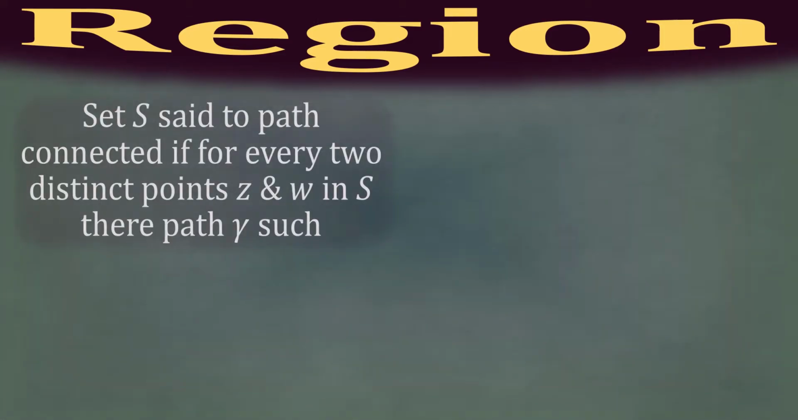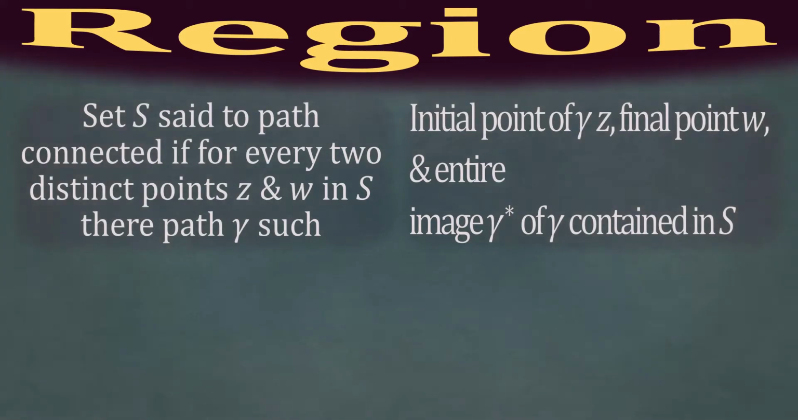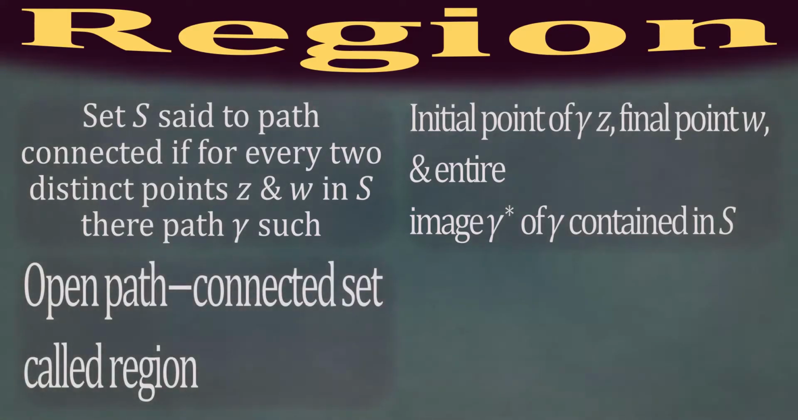Next, let's define a region. A set S is said to be path connected if for every two distinct points z and w in S there is a path gamma such that the initial point of gamma is z, the final point is w, and the entire image gamma star of gamma is contained in S. An open path-connected set is called a region.